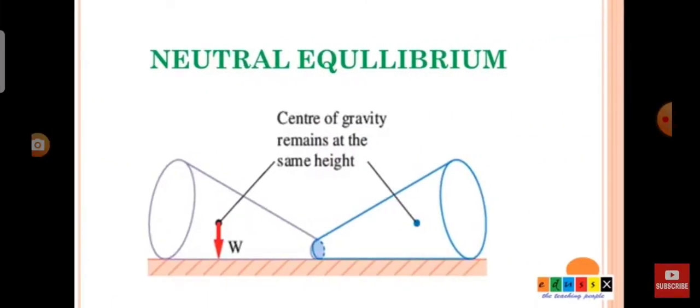Now we see the last one, neutral equilibrium. The frustum will roll about but does not topple. Its center of gravity remains at the same height when it is displaced. The body will stay in any position to which it has been displaced.